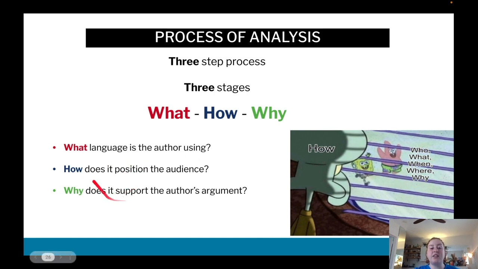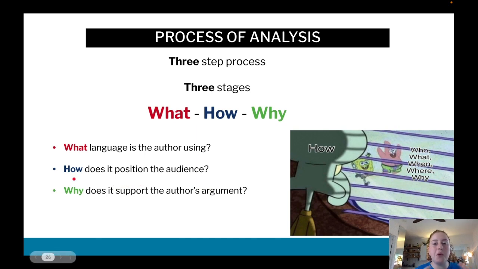And then I actually like to flip it. What is the author doing? Why are they doing it? Why does this support the author's argument? Why do they make this point that we should stop whaling, or we need to stop whaling? Why does it support the author's argument? And then how does it position the audience?